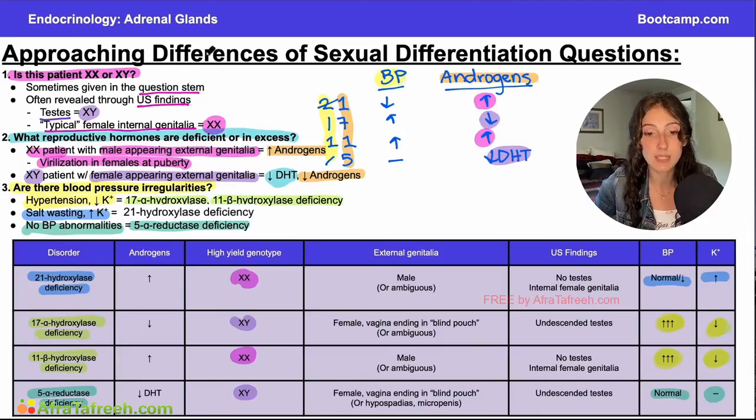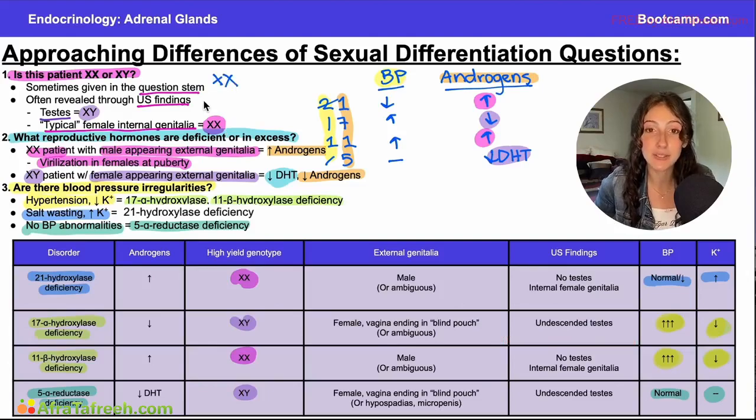Okay, so working through our template here, the first question we're asking is: is this patient XX or XY? And remember, internal genitalia does not lie. So for this patient's internal genitalia, there are no testes, but there is a uterus and ovaries. So I am going to say that this patient is XX for the purposes of this question.